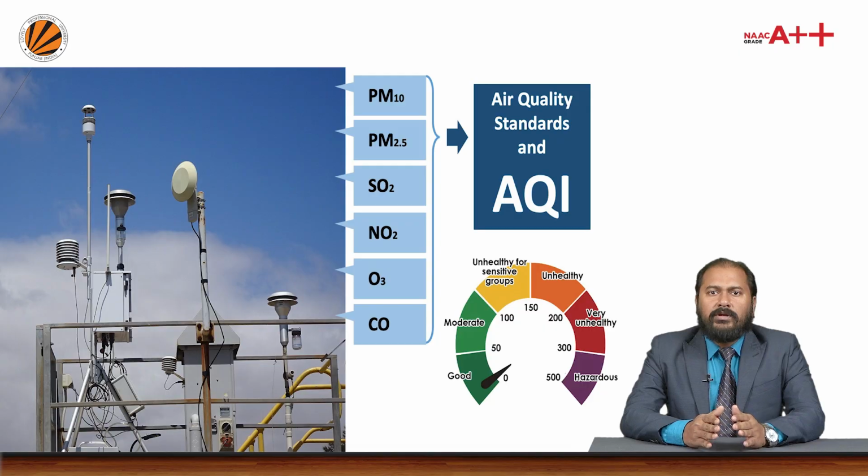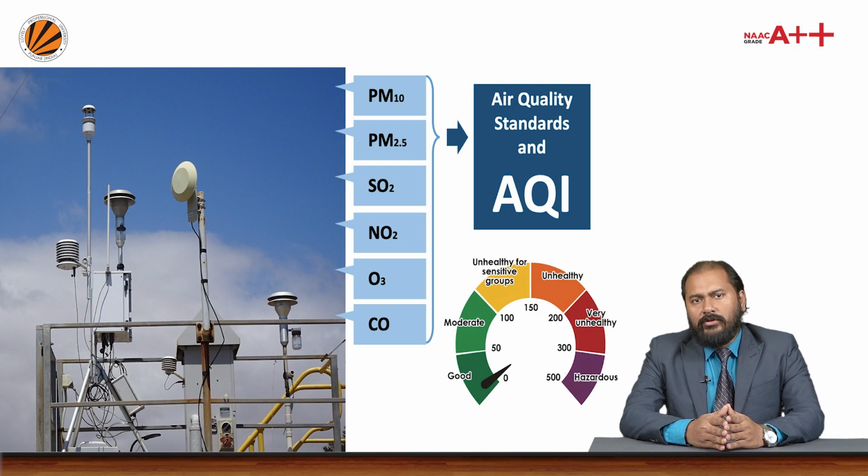We use a network of monitoring stations equipped with instruments that track pollutants like PM10, PM2.5, nitrogen dioxide, sulfur dioxide, ozone, and carbon monoxide. These values are then analyzed using frameworks like India's National Ambient Air Quality Standard and converted into AQI through a standardized index system. Therefore, environmental monitoring is essential not just to detect pollution, but to help us make better decisions to develop policies and ultimately protect human and environmental health.